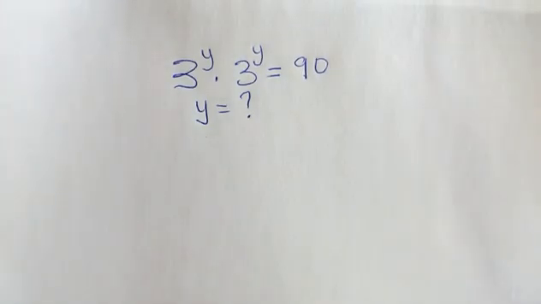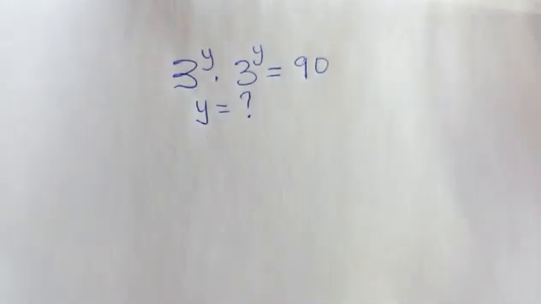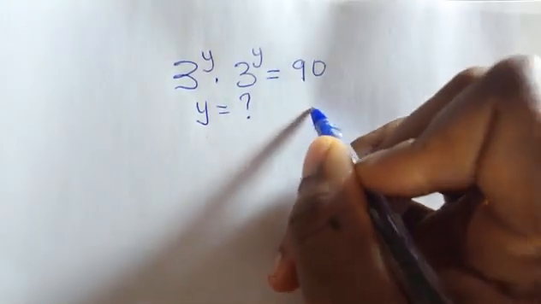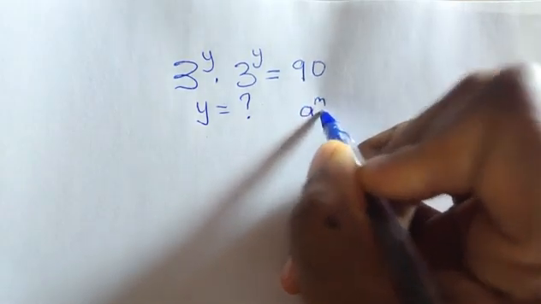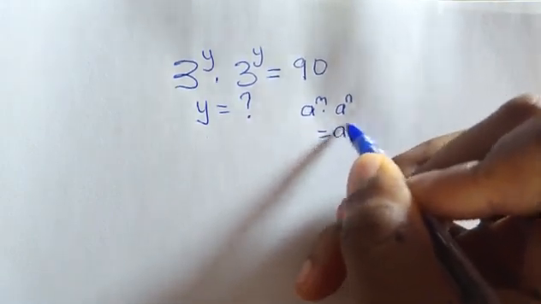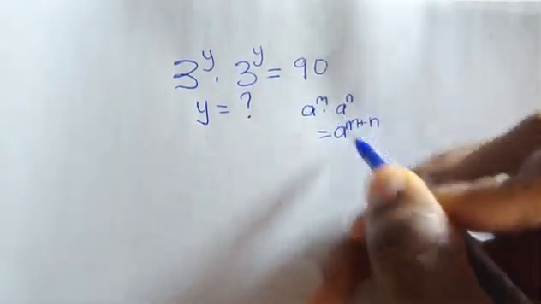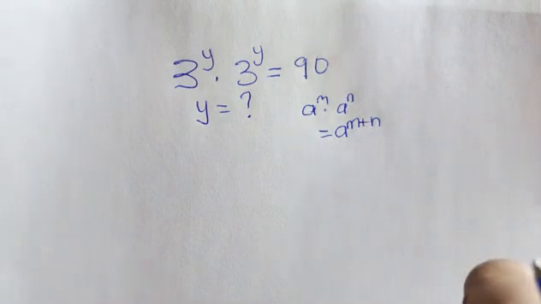Now, to find the value of y, this question, 3 raised to power y times 3 raised to power y, is written in this form: a raised to power m times a raised to power n. So we want to write it in this form. It is the same as a raised to power m plus n.